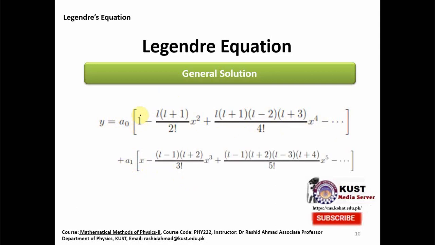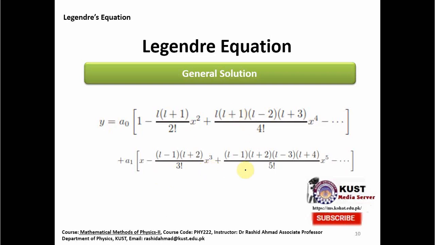The a0 series, as you can see, contains 1, x square and x4, so it is like an even series, where you get even powers of x, that is x square, x4 and so on. And the second, the a1 series, is like an odd series where you get the powers x, x cubed, x to the 5 and so on. There are many interesting properties of these two series of the Legendre equation, and we can actually derive all the Legendre polynomials from here.